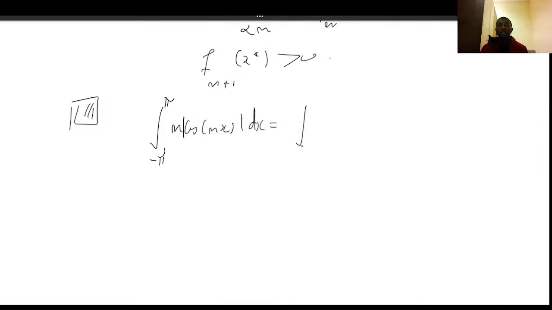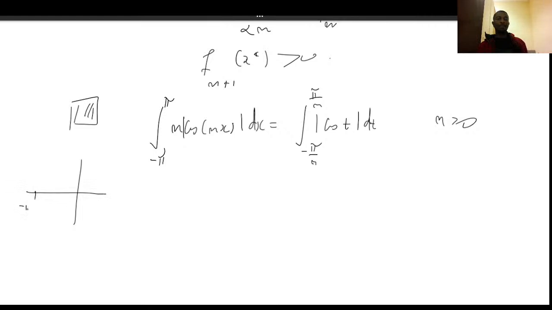Which is the integral from minus pi over n to pi over n of cosine of t dt. We assume that n is slightly greater than 2. So we have something like this.